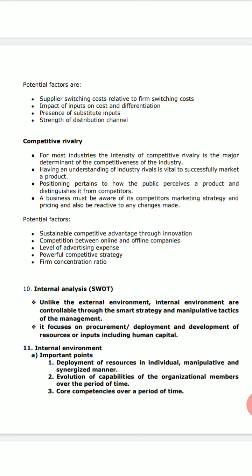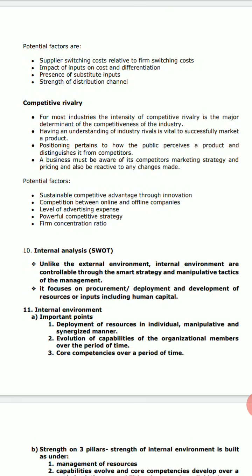Then comes the last one, that is competitive rivalry. I'll come back to the diagram again and we'll be able to check it out. So for most industries, the intensity of competitive rivalry is a major determinant. See, most industries face competition, right, and if the intensity of the competition is very high, the existing competitors in the industry are actively playing their games and jockeying, and their current position may be fluctuating a lot, and that may create many problems for the existing firms, right?